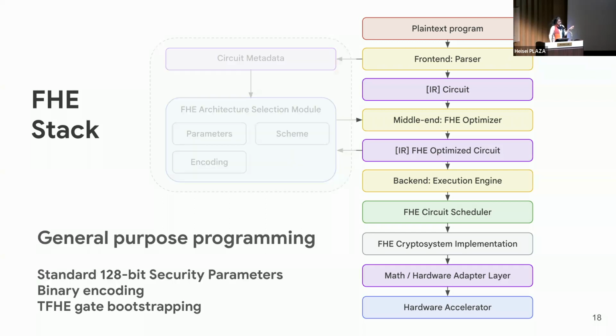So we focused on one part of FHE schemes, that is TFHE, that is optimized for gate bootstrapping. Now, bootstrapping is one way of ciphertext refresh operations. It reduces the noise so you can continue to do an unlimited set of operations. So we assume there's human input in the FHE architecture selection module, so we choose standard 128-bit security parameters. We choose binary encoding and gate bootstrapping.